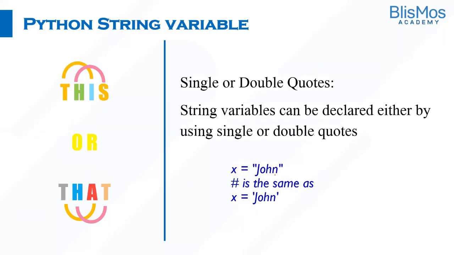If you want to declare a string variable, all you have to do is assign a value in double quotes or even single quotes. Both of these would be inferred as a string by Python.